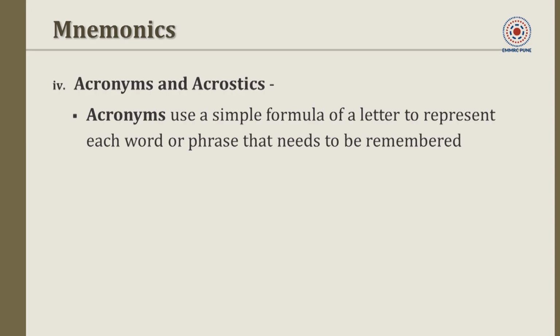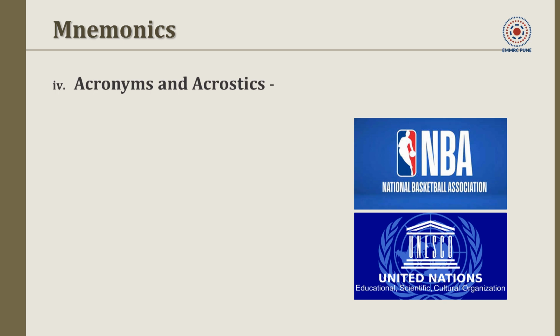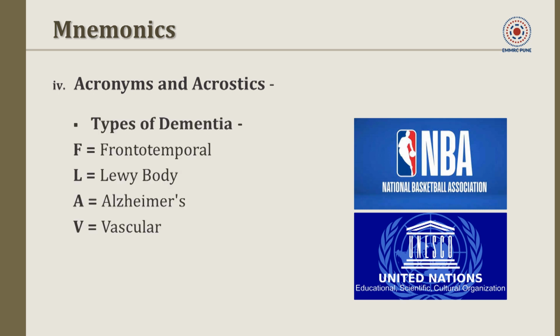Acronyms use a simple formula of a letter to represent each word or phrase that needs to be remembered. For example, think of NBA, which stands for National Basketball Association, or UNESCO, which is United Nations Educational, Scientific and Cultural Organization. Or if you are trying to memorize 4 different types of dementia, you might use this acronym FLAV, which would represent frontotemporal, Lewy body, Alzheimer's and vascular.